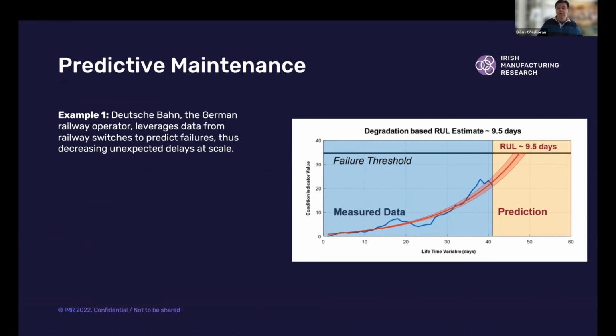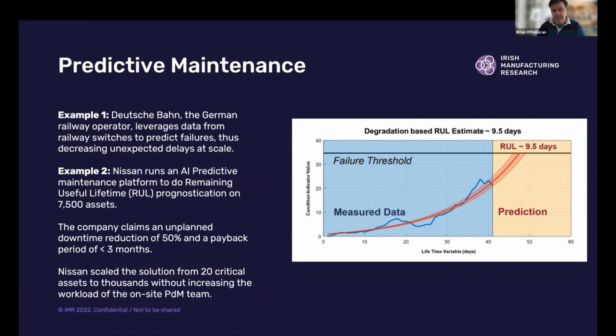A couple of examples: Deutsche Bahn, the German railway operator, uses data from their railway switches to predict failures, and this allows them to decrease the number of unexpected delays at scale. Example number 2, Nissan runs an AI predictive maintenance platform to do remaining useful lifetime predictions on thousands of assets. The company claims a downtime reduction of about 50% and a payback period for the project of less than 3 months. And amazingly, Nissan was able to scale the solution from just 20 critical assets to thousands without having to increase the workload of the on-site predictive maintenance team.